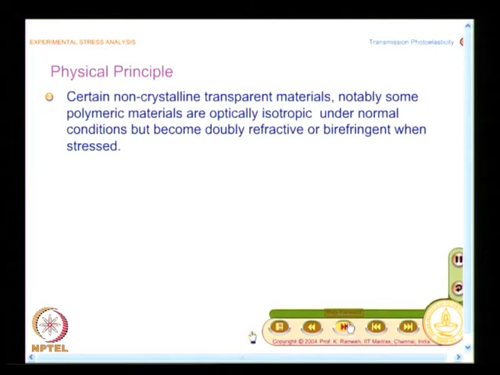And what is the physics behind this? The physics behind this is that certain non-crystalline transparent materials, notably some polymeric materials, are optically isotropic under normal conditions, but become doubly refractive or birefringent when stressed. And this is a key concept. So, when you go to photoelasticity, the concept of birefringence is very important, and you may not have had an understanding of it earlier, because even in your earlier courses in physics you might have had only a passing reference, and you have to understand what birefringence is for you to appreciate photoelasticity.